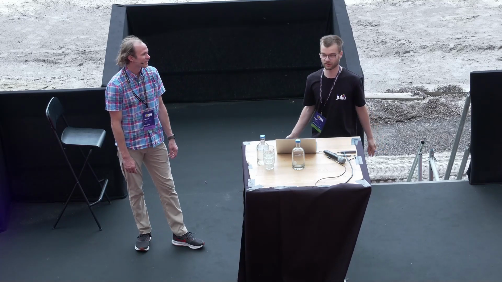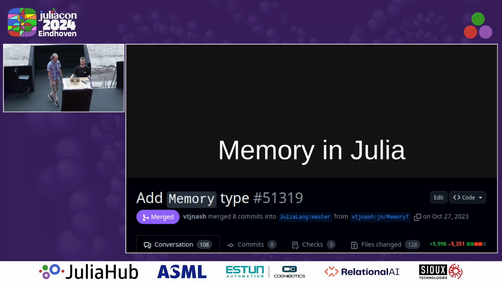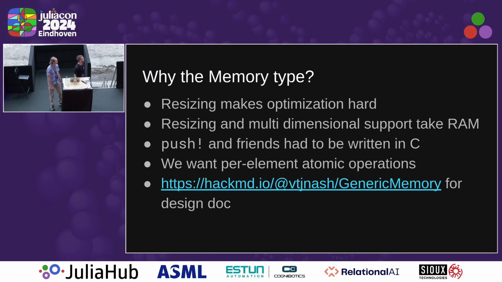So this talk is about the new memory type in 1.11 and the new array implementation that comes on top of that. So the first natural question is, what's wrong with array? There's a couple issues that are kind of fundamental to the current design. Array is resizable, which means every time your code looks up the size, the compiler has to make a new check to see if the size changed because someone might have changed the size. And also, the fact that there is a size and it can change means the array has to store the size in memory.